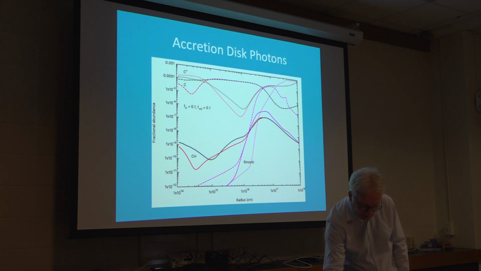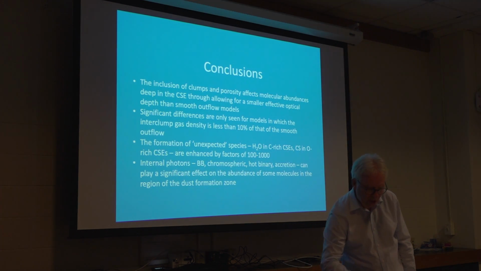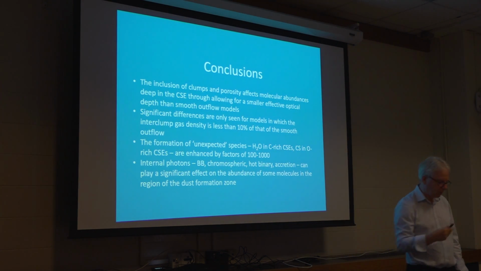So we're just beginning to think about whether photons from accretion disks, like Ward is showing, from a companion object, which is likely driving a lot of the structures in these objects, play a role in the chemistry, or whether it's just external photons.